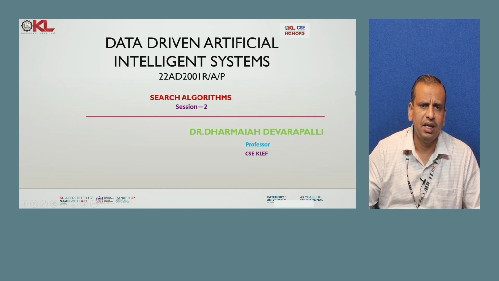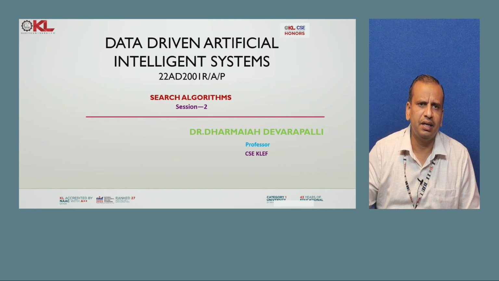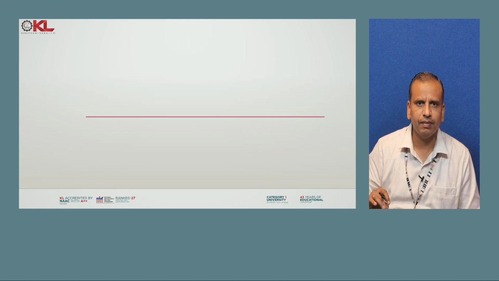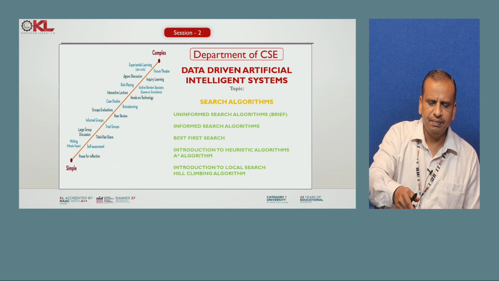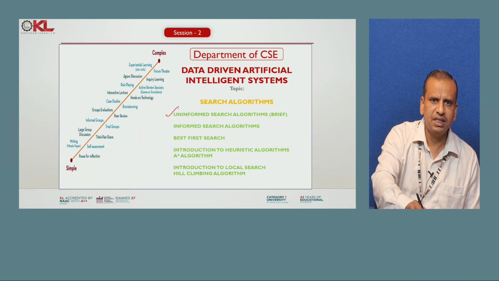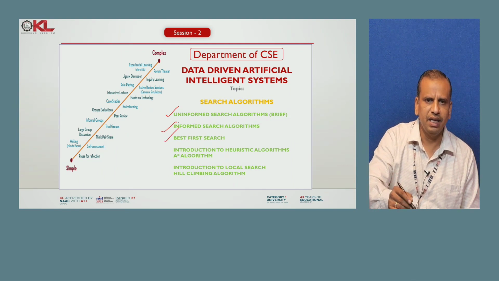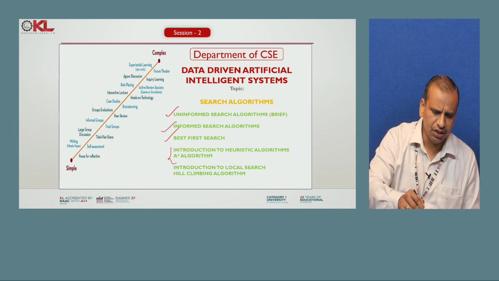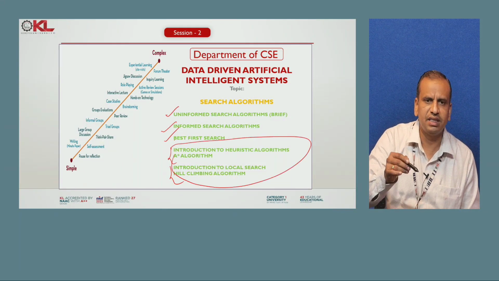Okay, the next session, session 2, the second part, is based on searching algorithms in our subject, data driven artificial intelligence systems. Here we covered in the previous session uninformed search algorithms briefly, and informed search algorithms and best first search. What remains is the introduction of the A star algorithm and the introduction to local search with the hill climbing algorithm. These are all I am going to deal with in this session.